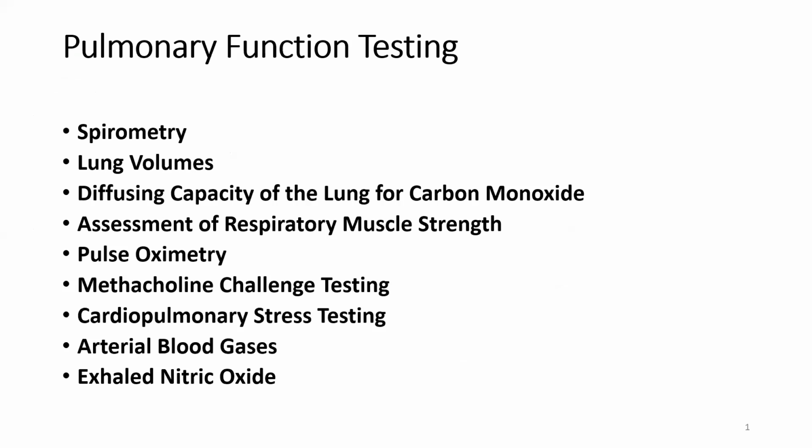This is a brief summary for pulmonary function test as an introduction to understand some points in the cardiopulmonary investigations for a case of systemic sclerosis. Pulmonary function testing includes spirometry, lung volumes, diffusion capacity for carbon monoxide. Other less commonly known pulmonary function tests are respiratory muscle strength, pulse oximetry, challenge test with methacholine, which is not performed up to my knowledge, cardiopulmonary stress testing, arterial blood gases, and exhaled nitric oxide.